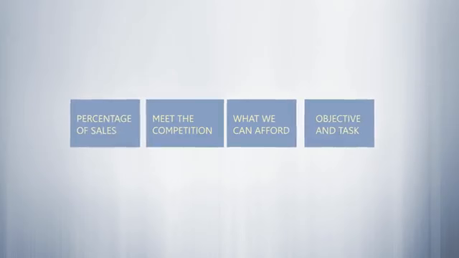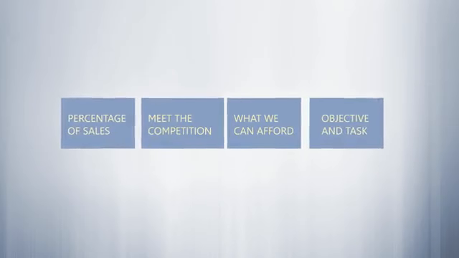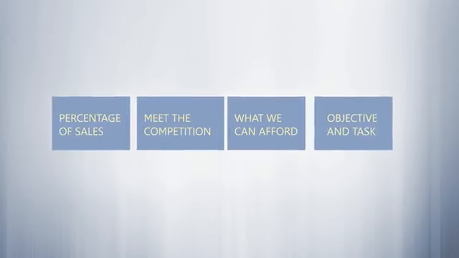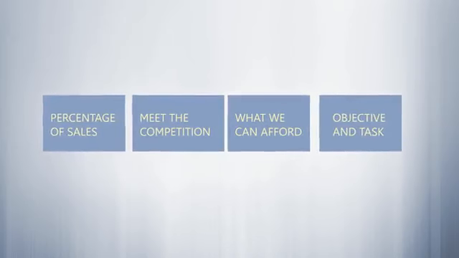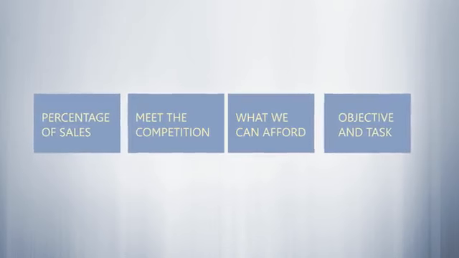Companies have a number of ways to determine the marketing communications budget. We will talk about 4 of them in this lecture: percentage of sales, meet the competition, what we can afford, and objective and task methods.